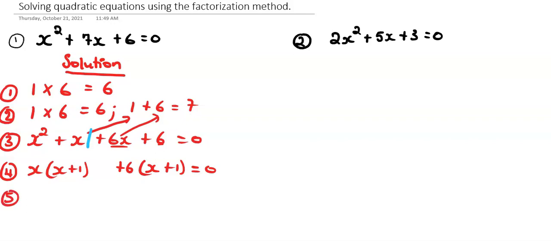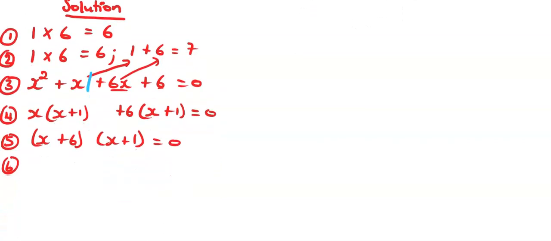Step number 5. We have x plus 6 and x plus 1, and that is equal to 0. Step number 6. This is where we're going to put the binomials. All right, that is x plus 6 and x plus 1. Those are called binomials. So we're going to put them equal to 0 and solve for x. All right, so we have x plus 6 is equal to 0, and x plus 1 is equal to 0 also.